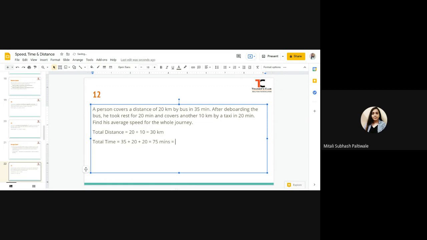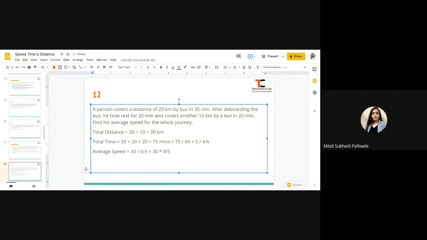So now 75 divided by 60 will give me the answer as 5 by 4 hours. Because this is the fifth multiple of 15 and this is the fourth multiple of 15, so 5 by 4 is the answer. Now look at the average speed. 30 divided by, because we were aware that it is total distance by total time. So here total time is 5 by 4, which is equal to 30 into 4 by 5.